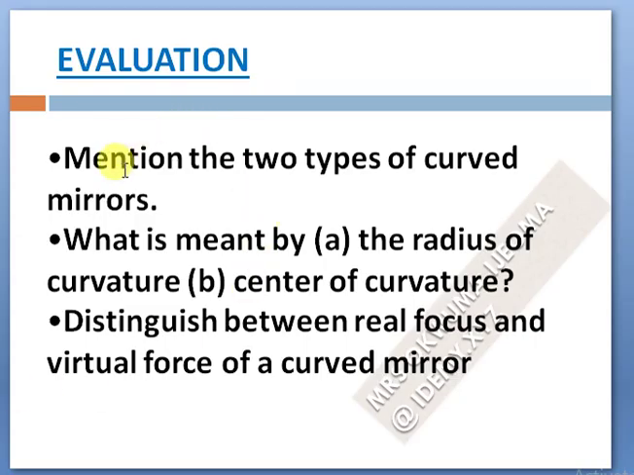Now you are going to evaluate yourself. Number 1, evaluation: mention the 2 types of curved mirrors. Secondly, what is meant by A, the radius of curvature, and B, the center of curvature? Thirdly, distinguish between real focus and virtual focus of a curved mirror.